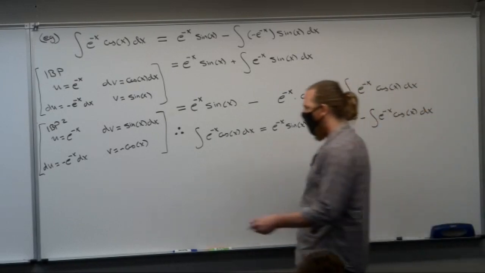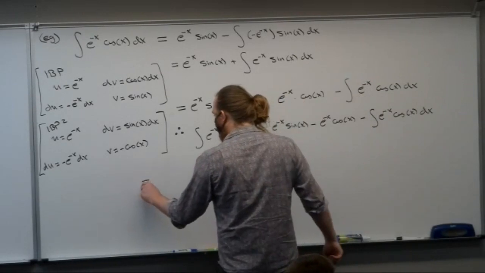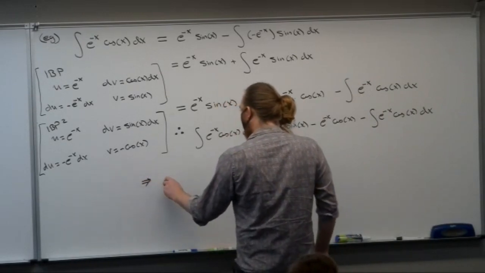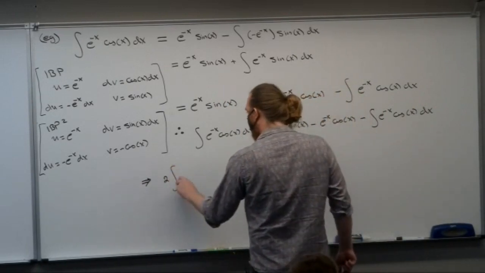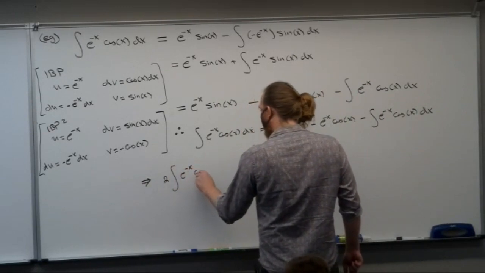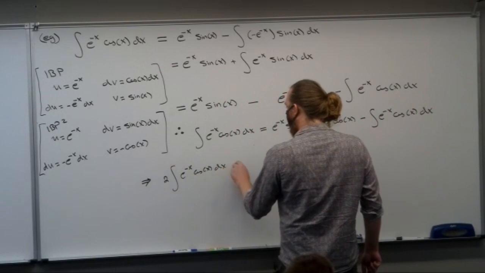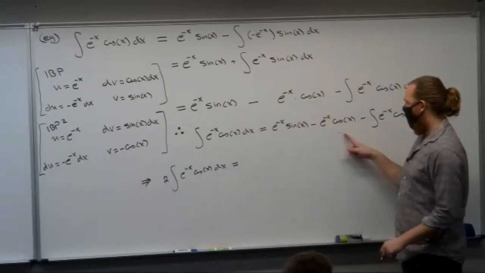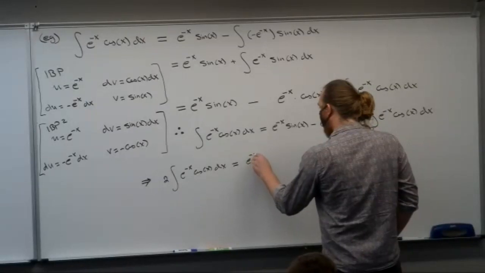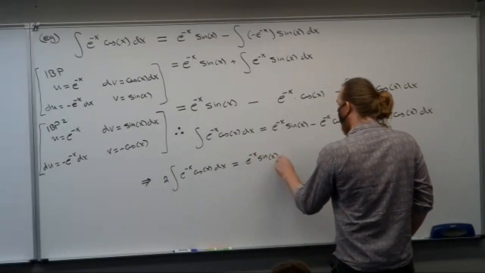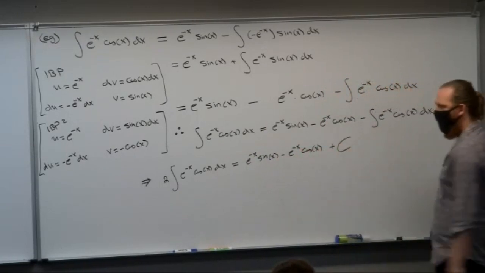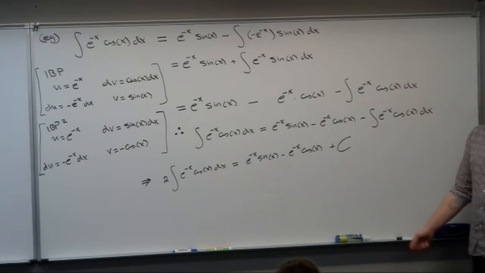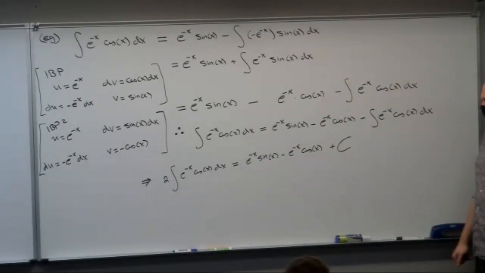Let's do it. If I add the integral from the right to both sides, then over here I'll have this integral plus itself, which is 2 times that integral. And on this side, I'll have e to the negative x sine x minus e to the negative x cos x. At this stage, we start writing the plus C because there's just an integral on the left. There is no integral on the right. Divided by 2.